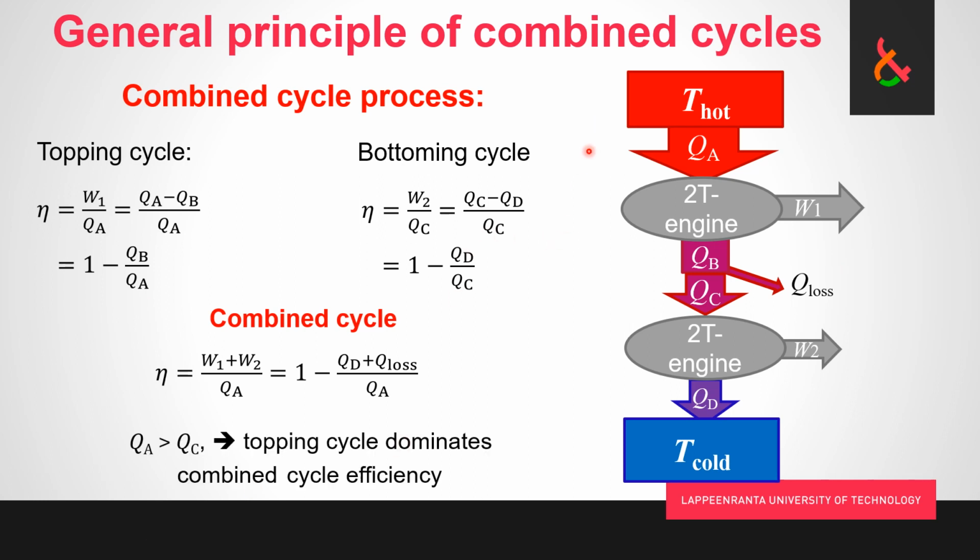And because the amount of heat taken by the topping cycle is clearly going to be greater than the amount of heat taken by the low temperature heat source, what this means is that the efficiency of the topping cycle is always going to dominate the total efficiency, but as long as we can squeeze in a low temperature heat engine here at the bottom, we are always going to improve our efficiency. So this is the general principle of why a combined cycle would be a good idea if we can manage to make a lower temperature process work with the rejected heat of the high temperature process.